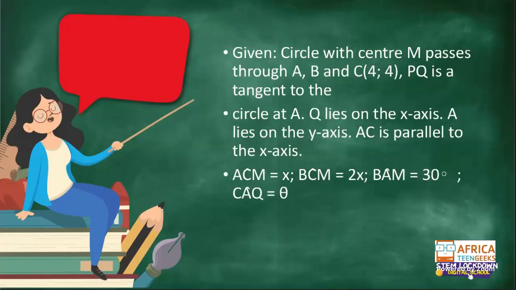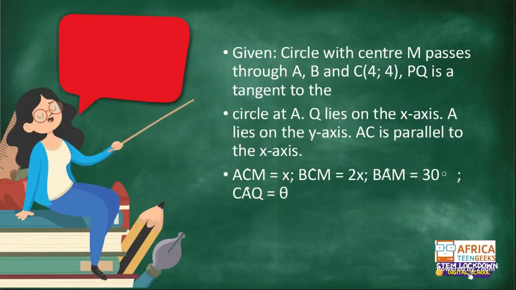Now you have the angle ACM, whereby the angle at C is equal to x. You have BCM, again where the angle at C is 2x, and then you have BAM, where the angle at A is 30 degrees, and then you have CAQ, where the angle at A is theta.